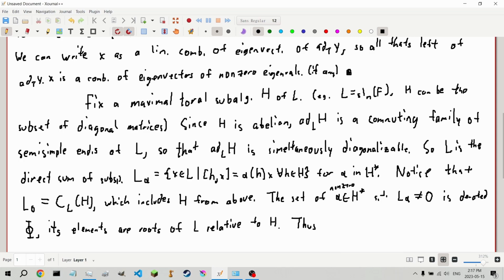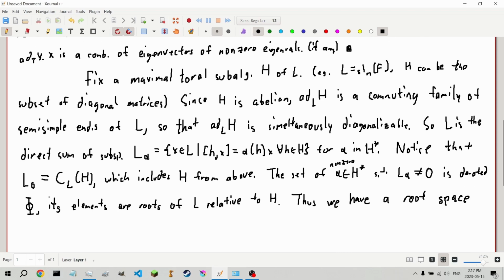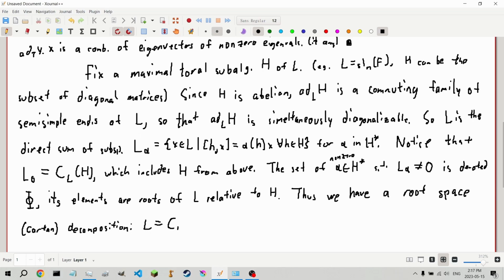Thus, we have a root space, or alternatively a Cartan, decomposition, where L is equal to the direct sum of its centralizer of H plus all of the eigenspaces generated by the roots in our Phi.